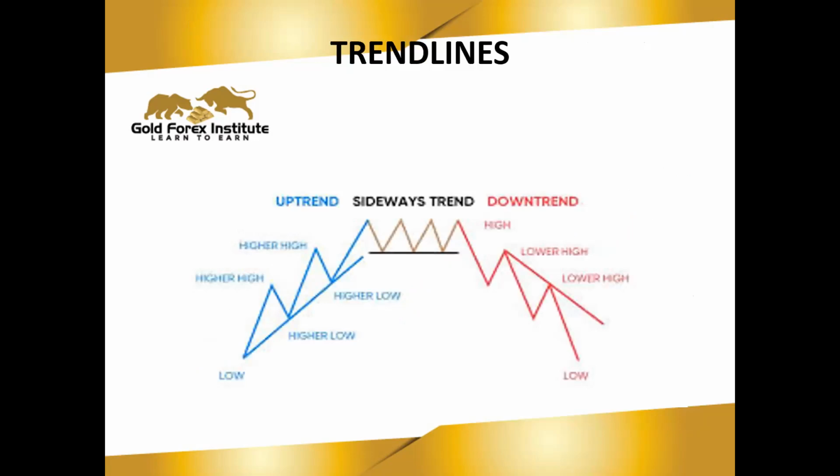Trend lines. Trend lines are the lines that we draw on the chart in order to confirm the movement of the market, whether the market is going up or going down. You can use the trend line to identify it faster.